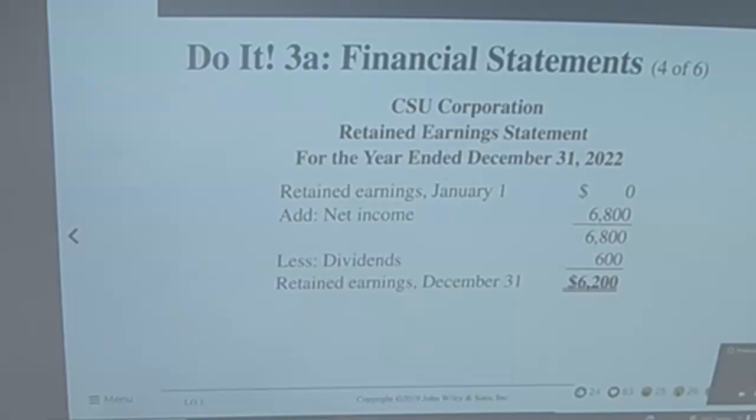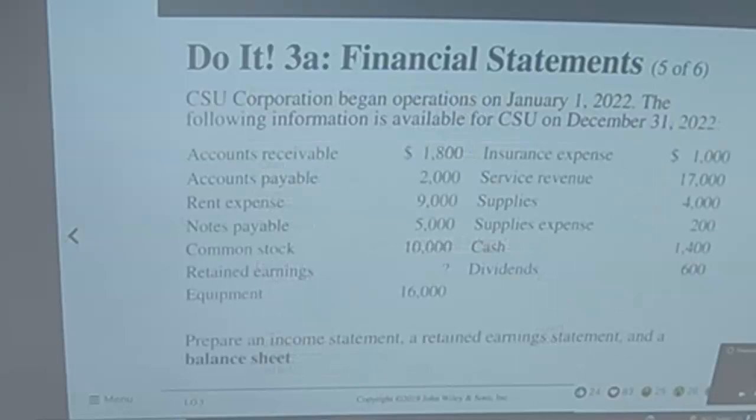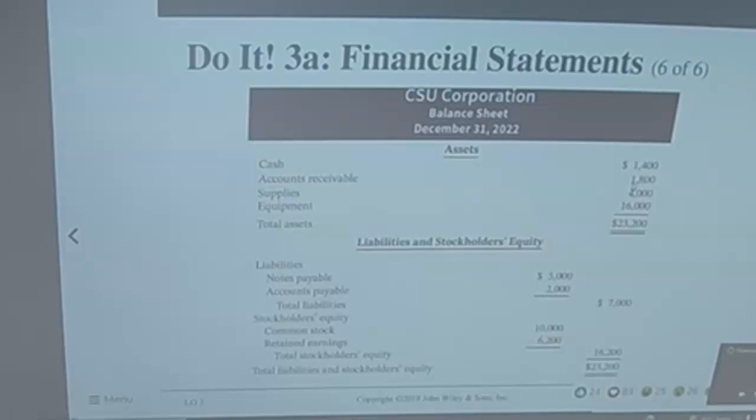Now my third statement is the balance sheet. Again, balance sheet at one point in time, the end of business December 31st. Assets, list the assets. Cash, accounts receivable, supplies. So go back. Accounts receivable is an asset. Equipment is an asset, supplies is an asset, cash definitely. But you always list cash first. Cash, 1,400, accounts receivable, supplies, equipment. So the total amount of resources here is 23,200, double underlined. Who owns those resources?